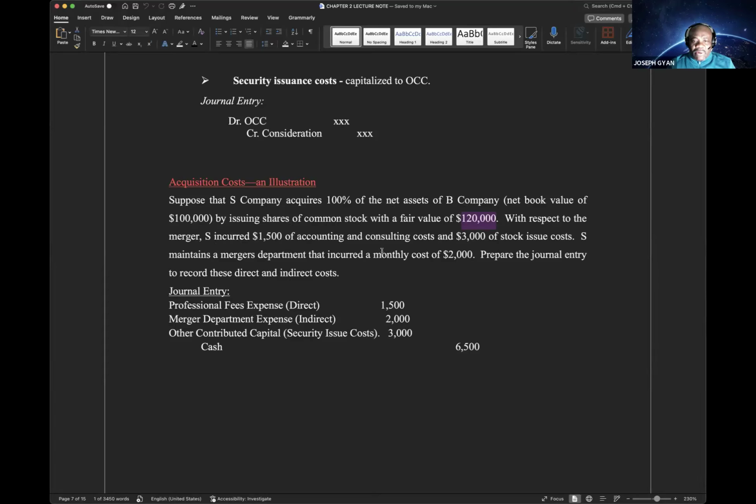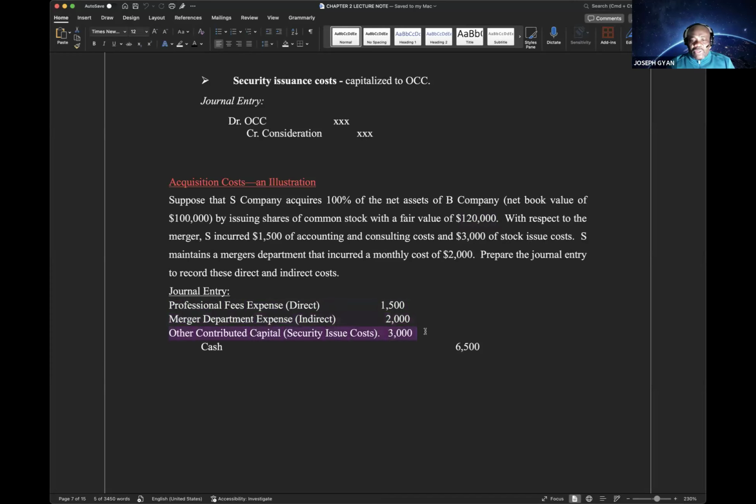They also have the consulting fee of 3,000 here, which comes from the other contributed capital because it's related to the issue of the stock. They also maintain another department expense, which is going to be incurred every month, of 2,000. So we are going to debit the professional fee with the accountant fee. We are going to debit the department fee, which is every month. We are going to spend the 2,000.